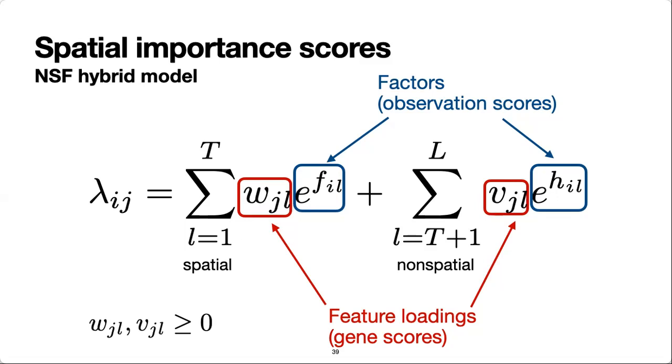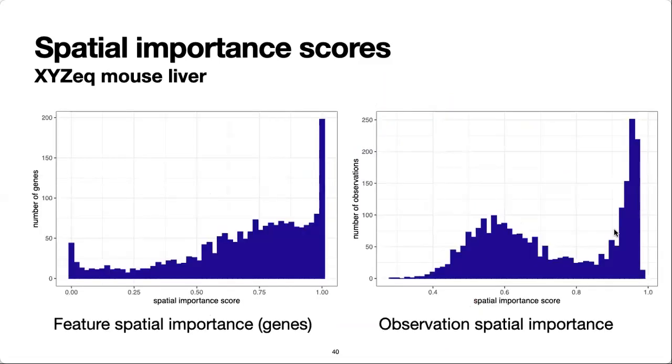And if it's 0, then that means that essentially there's no spatial information that's relevant to that gene, that the gene is wholly explained by the non-spatial components. And if it's 1, then it's the other way around. And you could do the same thing with the observations. So once we've computed a spatial importance score for each feature or for each observation, we can make a histogram because there's thousands of features and thousands of observations.